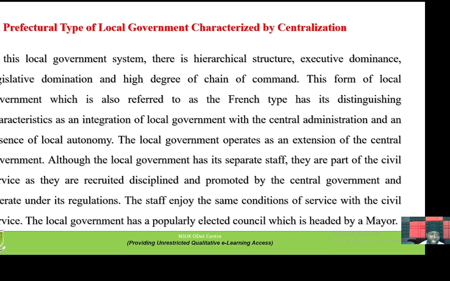The local government is headed by what we call a prefect or a mayor. In the central government, we call him a mayor, but in this one, we call him a prefect. Just as we call the local government head a chairman in a presidential system, in this prefectural French type of local government, we call him a prefect. The local government is headed by a prefect, and he can be appointed or reappointed by the central government. And the staff of the local government are an extension of the central government. The civil service are part and parcel of the central government.